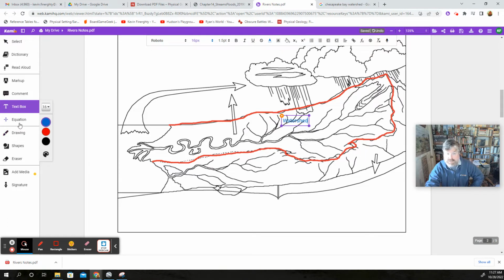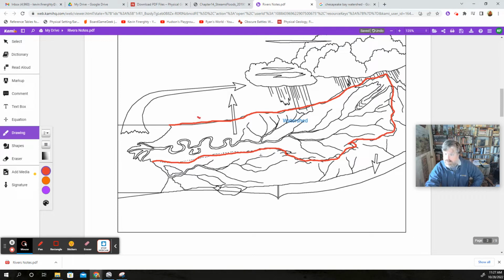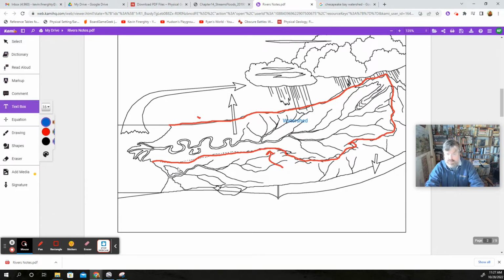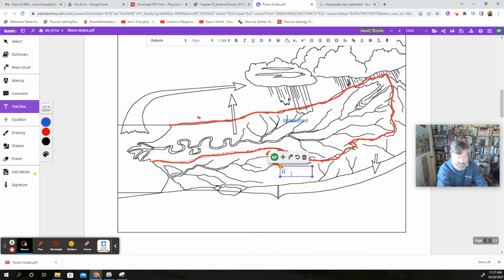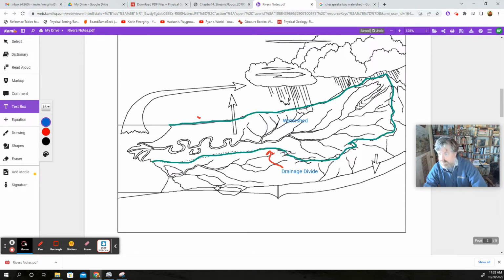So then the line, I'll write it down here. The line that separates two drainage basins is called a drainage divide, separating water that flows to this side from water that flows to this side. And again, they exist on different scales.